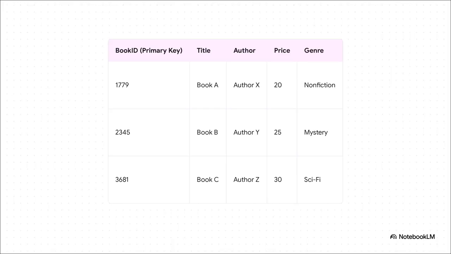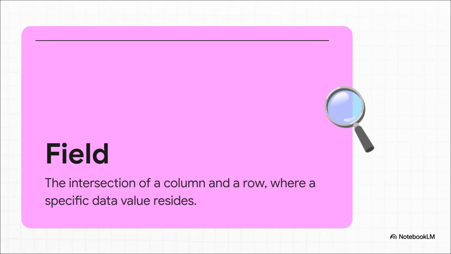And let's drill down one last time to just a single piece of information. That one little piece of data right there, the price 20, that's called a field. It's just the specific value you find where a row and a column meet.